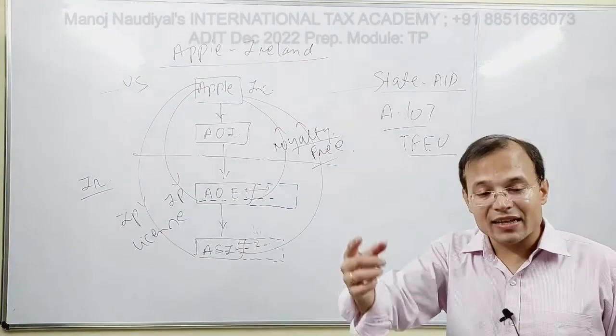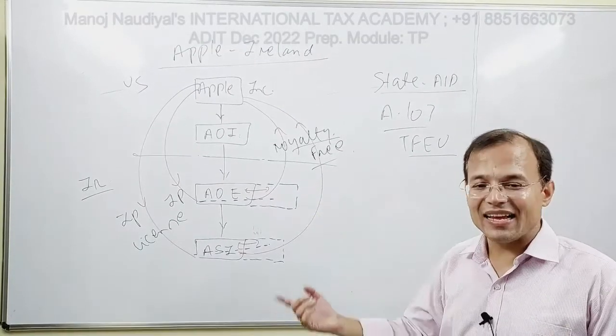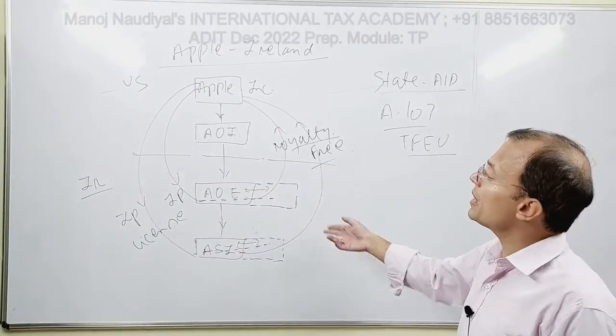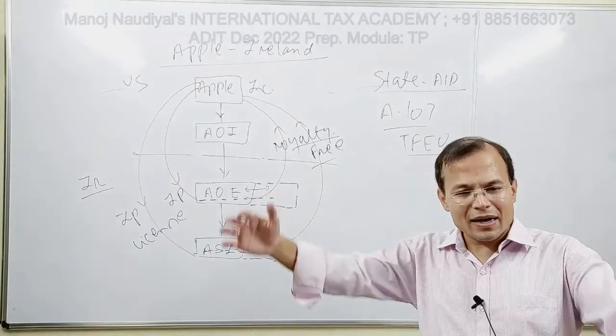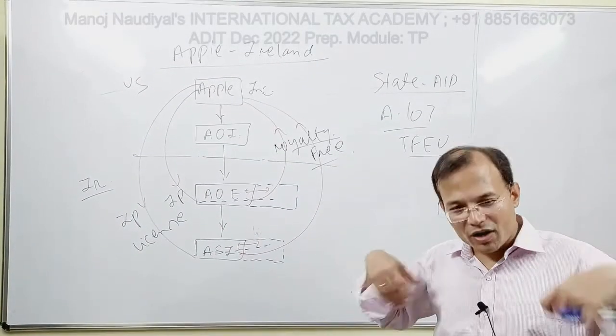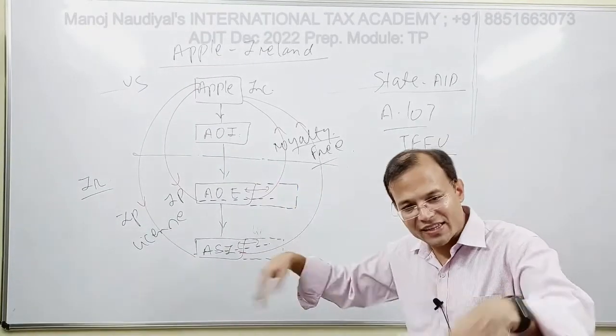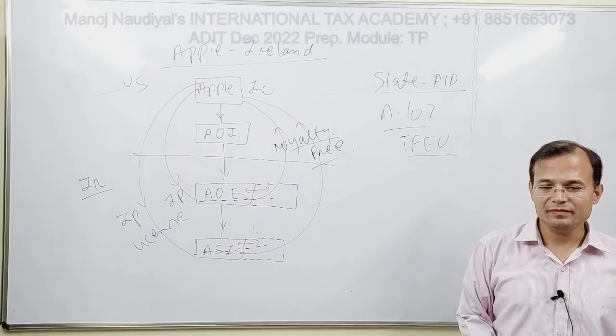Commission was saying that DEMPE functions were being performed by the branch, but when actual fact finding was done, they were not able to show that DEMPE functions were performed by the branch. So that is why they lost. Commission lost.